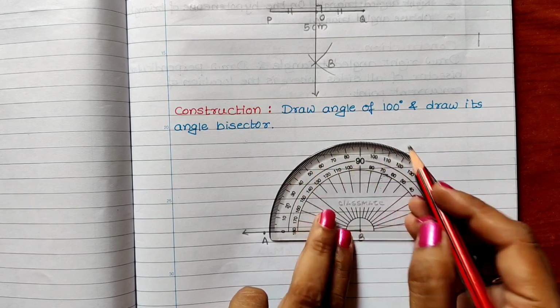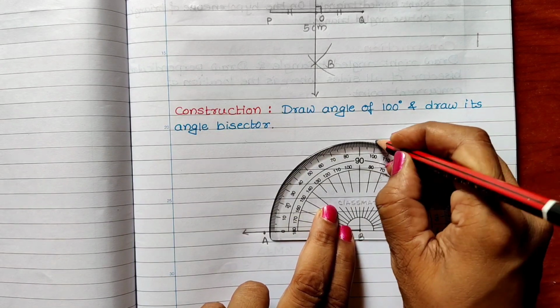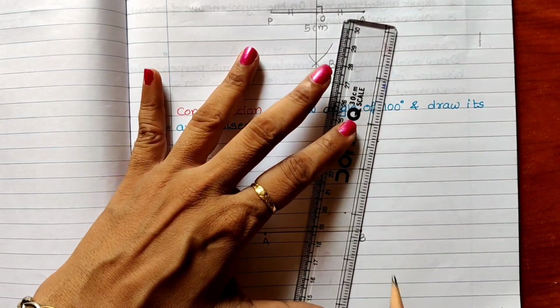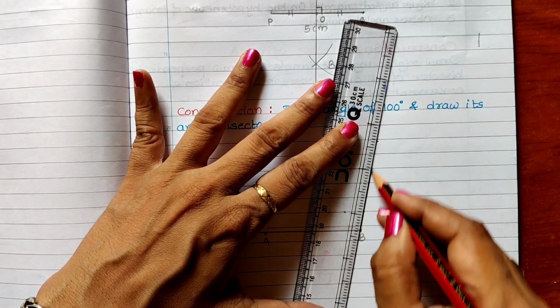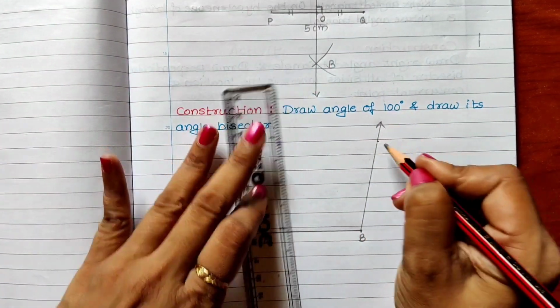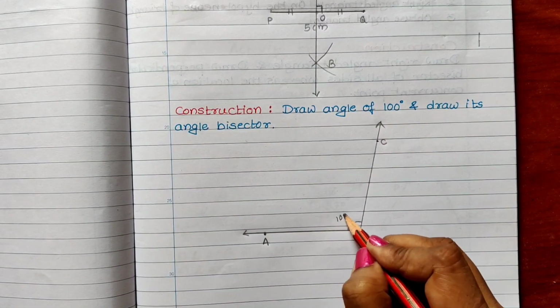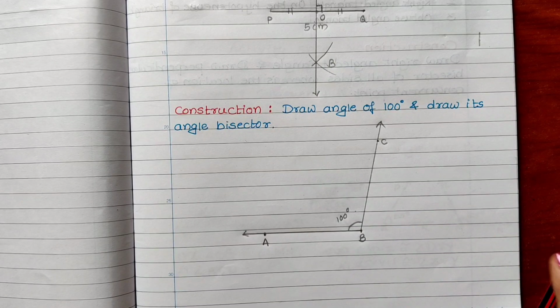From 10 till 100 I will count, and I will put a point at 100, and then I will draw an angle. That means I will draw a ray. This point will be point C. This is a 100 degree angle. Now we have drawn the angle. We will have to bisect it.